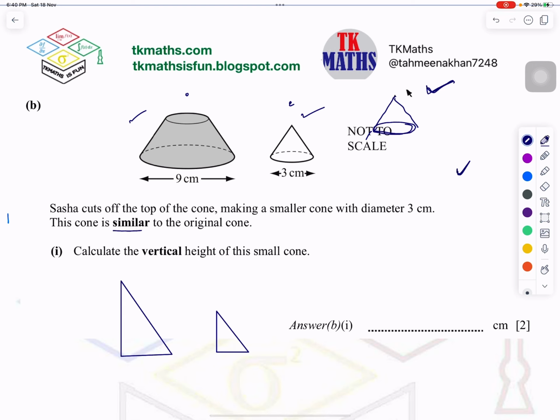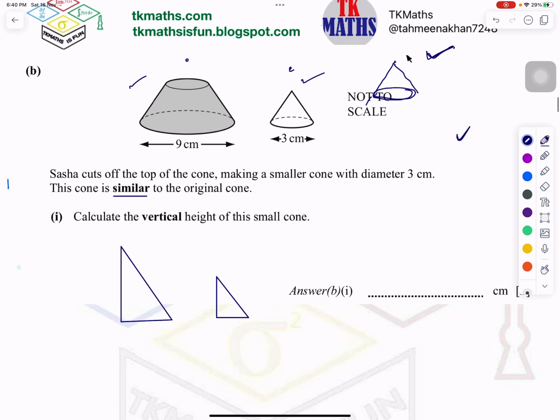See, the word similar is highlighted. Why is this word very important here? Because we will make use of the concept of ratios here. For similar figures, the ratio of any corresponding sides is the same. So we will make use of this concept here. Let's see how. I have to calculate the vertical height of this small cone. Now I don't know this slant height. I don't know this height. I only know the radius. So this will not help me.